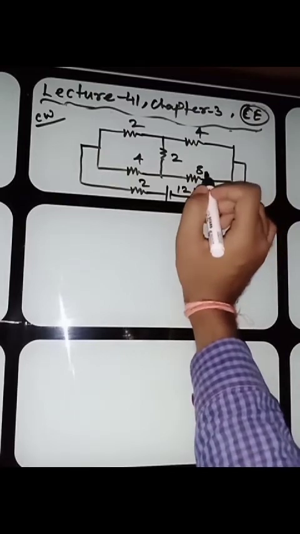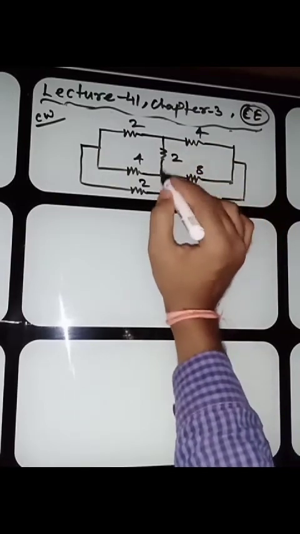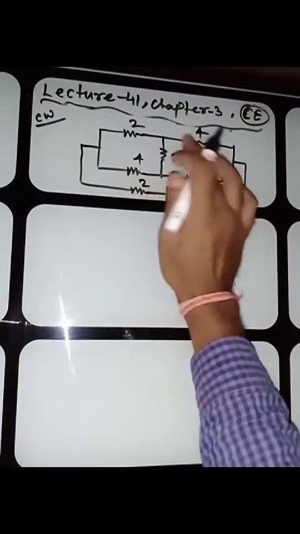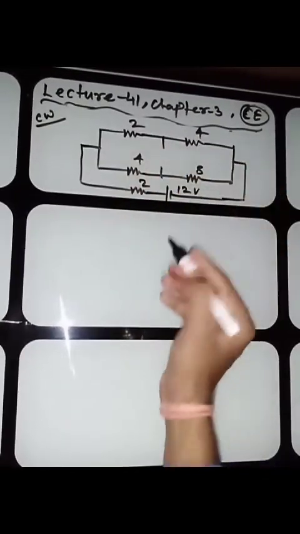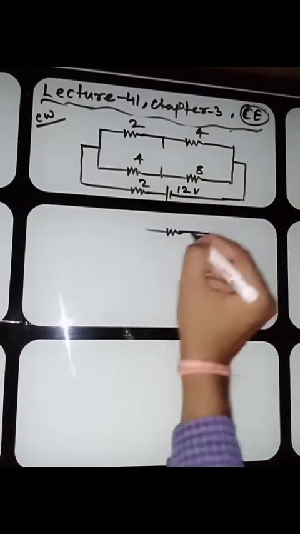If it is a balanced Wheatstone bridge, then no current will flow and this will be considered an open circuit. So you can remove this one from the circuit. Now you can see this is very easy. 2 and 4, 6 ohm.